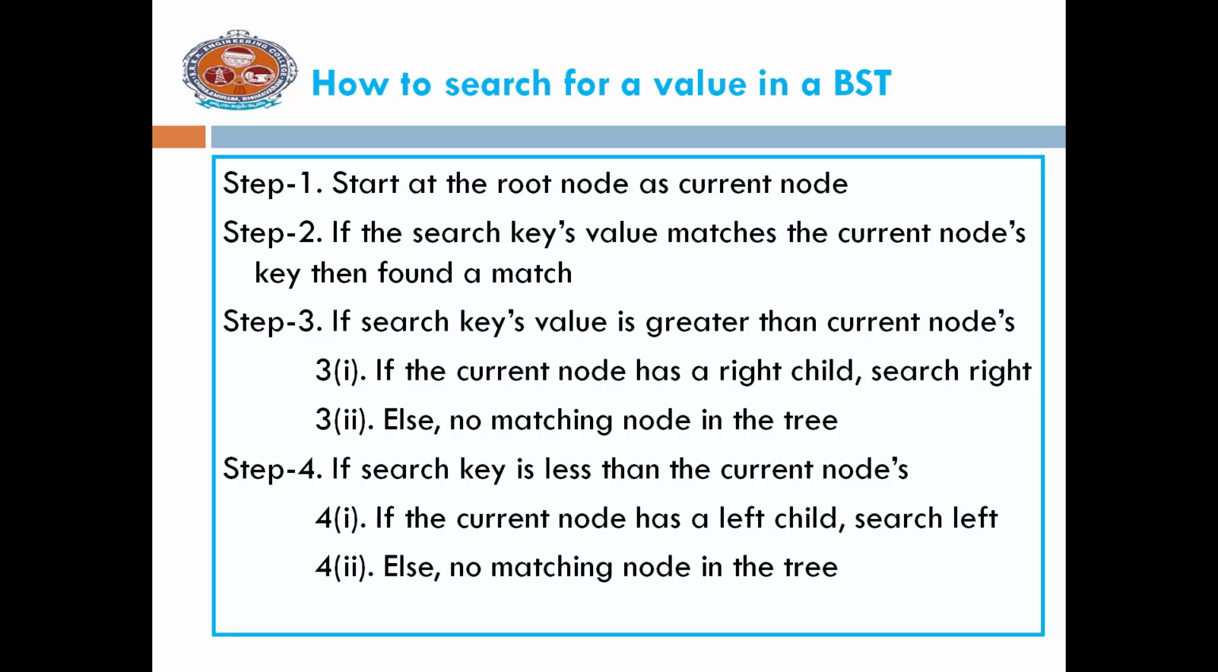So we compare the search element key with the root element. If the search element is less than the root element, then you will be traversing to the left node, or if the search element is greater than the root node, then you have to traverse towards the right direction. You will be traversing either left or right. This process continues until you find your search element.